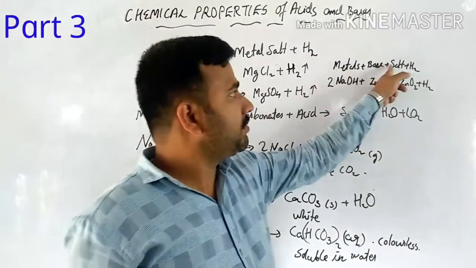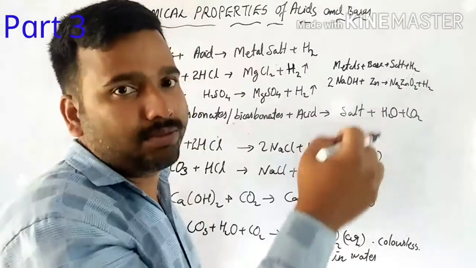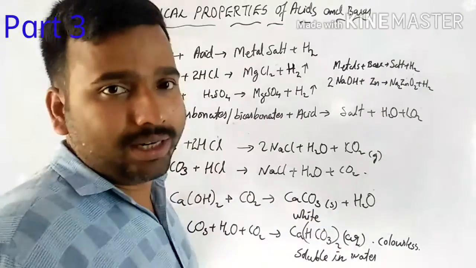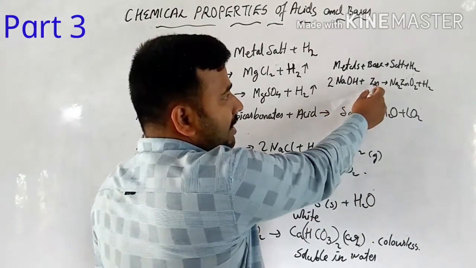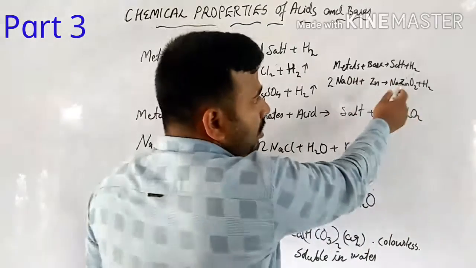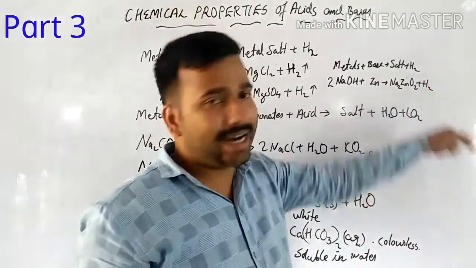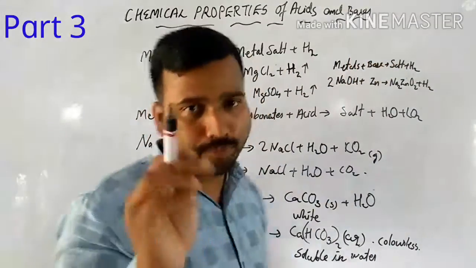And similarly, metals with base will also form salt and the corresponding hydrogen gas. Hydrogen gas will be liberated not with all the metals but with certain metals. See an example: sodium hydroxide and zinc react to form sodium zincate, Na2ZnO2, and release hydrogen gas, which is an example of reaction between metals and bases.